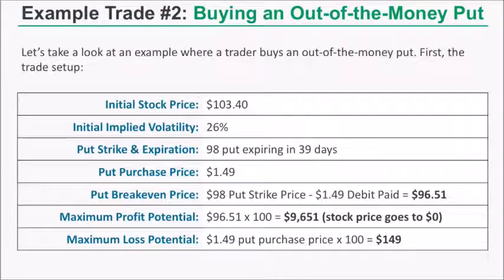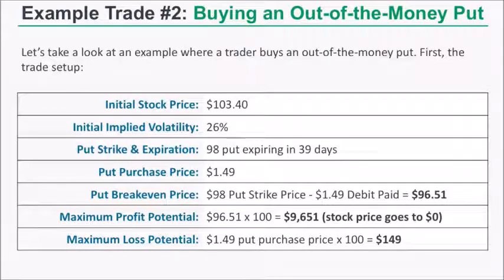So here's the setup. The initial stock price is $103.40. Initial implied volatility is 26%. The put strike price and expiration is the 98 put expiring in 39 days. And the premium we're going to pay for this put is $1.49, which brings our break-even price to the put strike price of $98 less the premium paid of $1.49, which comes out to $96.51.